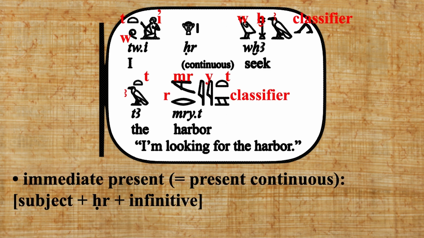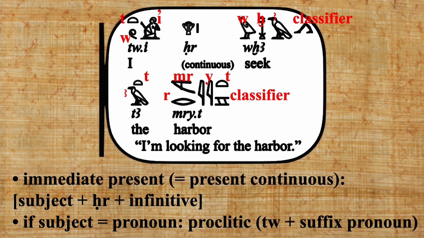The immediate present, which corresponds to the English present continuous, is expressed by the structure, subject, plus hair, plus infinitive. If the subject is a pronoun, the so-called proclitic pronouns are used. They consist of two, followed by the suffix pronoun. They first occur in late Egyptian.